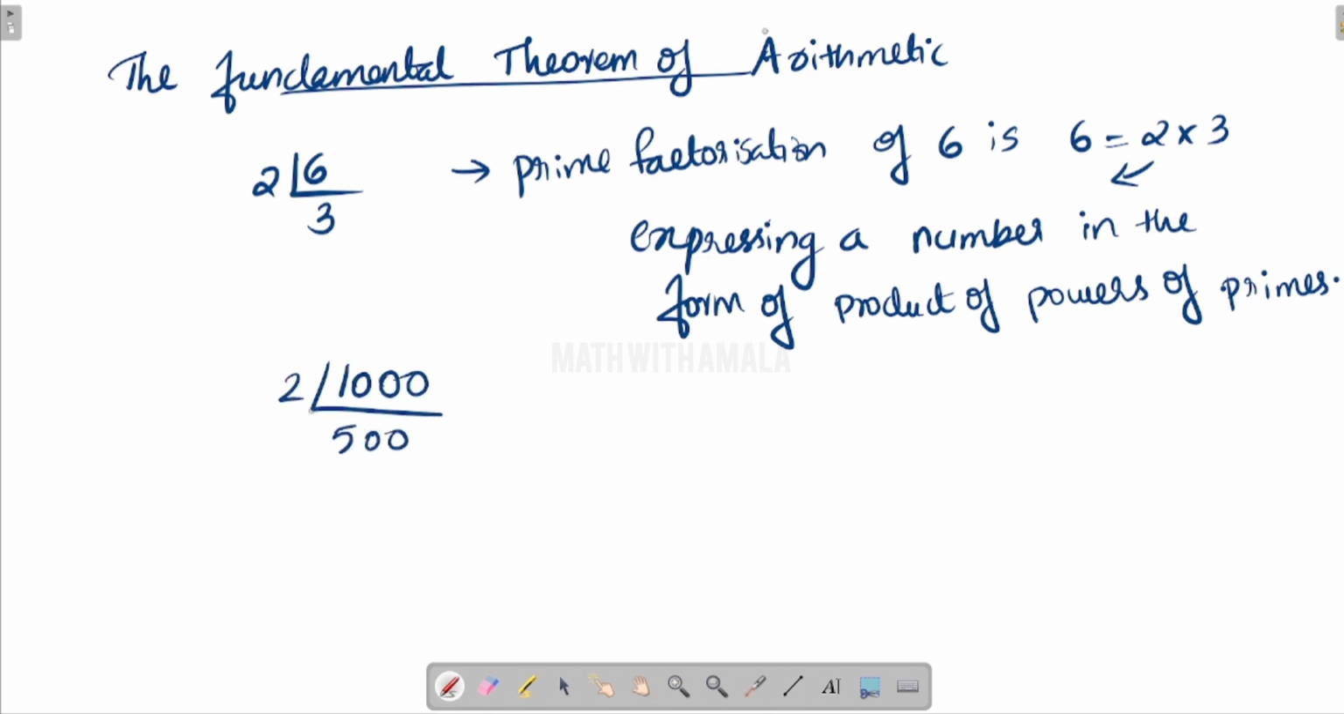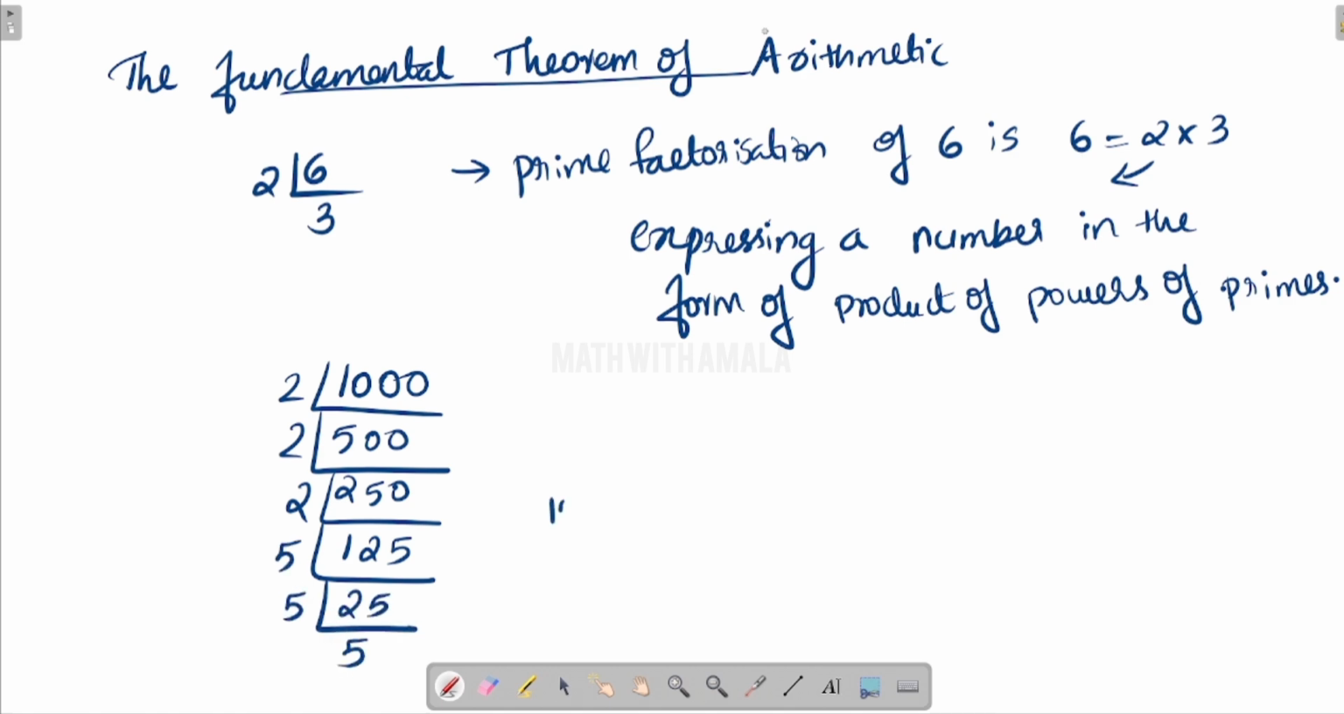Okay, let's take 1000. 1000 can be prime factorized in this way: 1000, then 2, then 500, 2 again, 250, 2, then 125, 5, 25, then 5, 5. So you can write 1000 is equal to 2 into 2 into 2 into 5 into 5 into 5, which is equal to 2 cube into 5 cube.